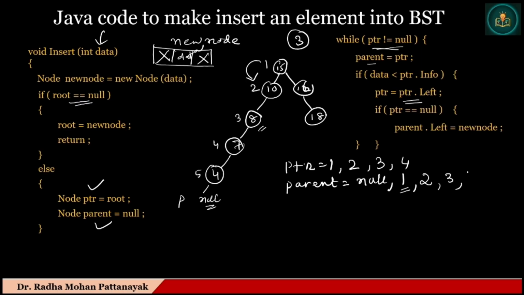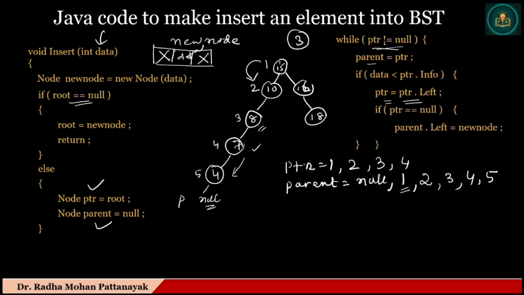So parent will become how much? 4. Now check 4 dot info equals how much? 7. So whether 7 is greater than 3? Yes, 7 is greater than 3. So if 7 is greater than 3, again you need to move to the left. Clear? So by writing PTR equals PTR dot left, you can move to the left side. So what is the new PTR value now? 5. Clear? Now after updating to the new PTR, you check whether PTR equals null. No, PTR is not null, PTR equals 5.